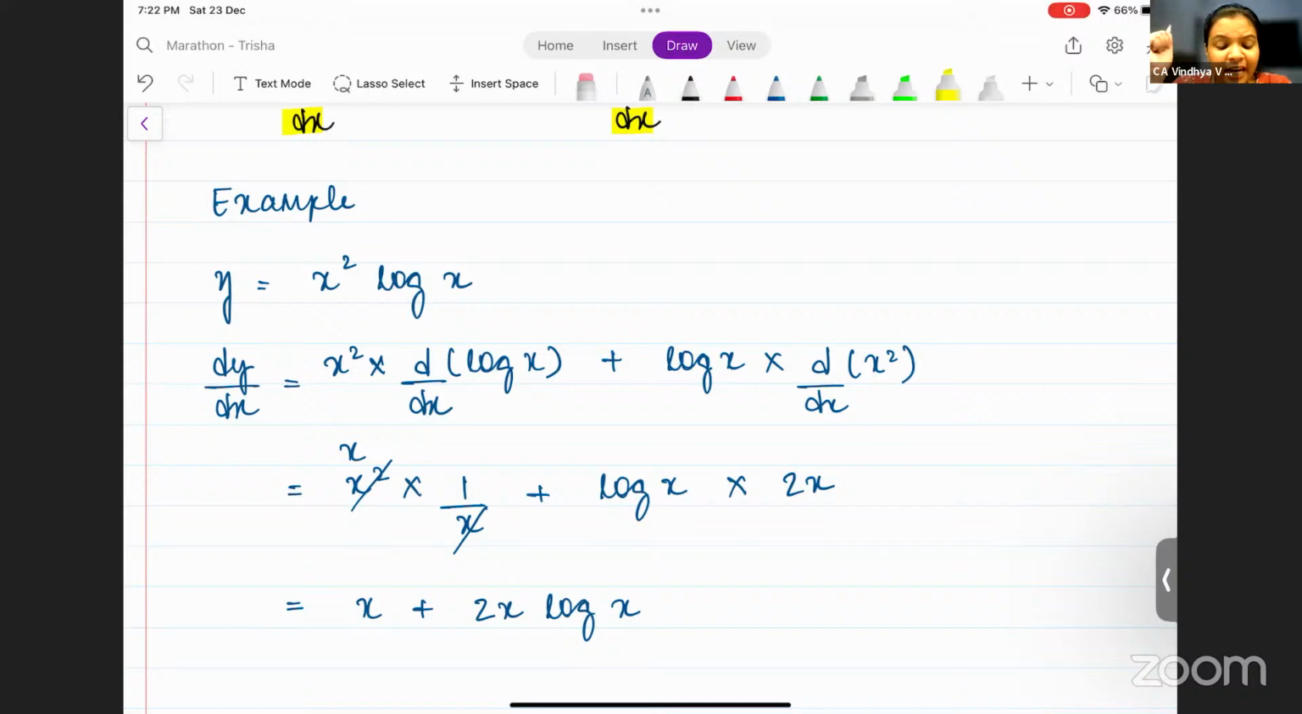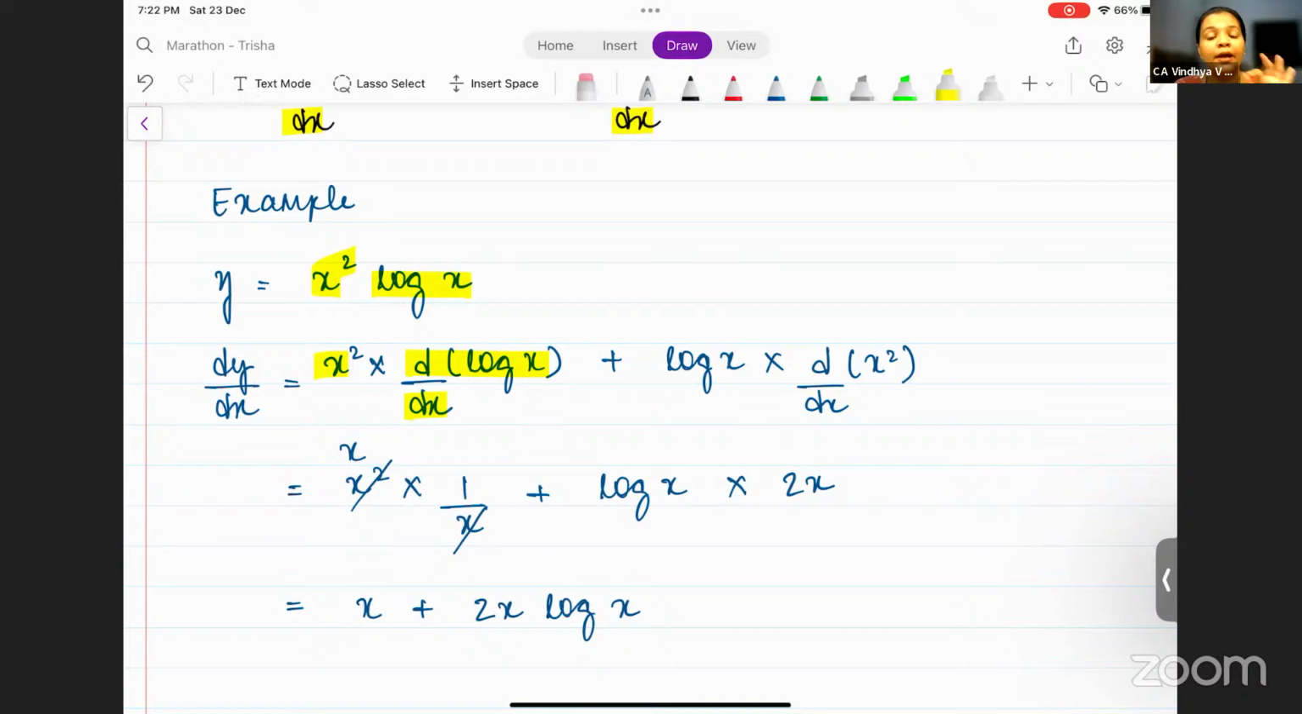How do you understand whether you have to apply product rule? See here, these are two different functions. x square is an x to the power n function and log x is log x itself. There are two different functions which are multiplied with each other, right? So firstly, x square as it is into derivative of log x. What is the derivative of log x? 1 by x, okay? Plus log x into derivative of x square.